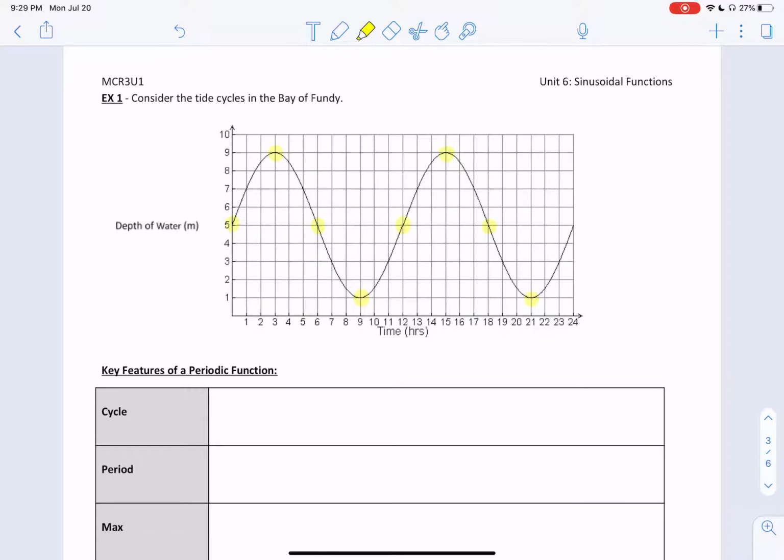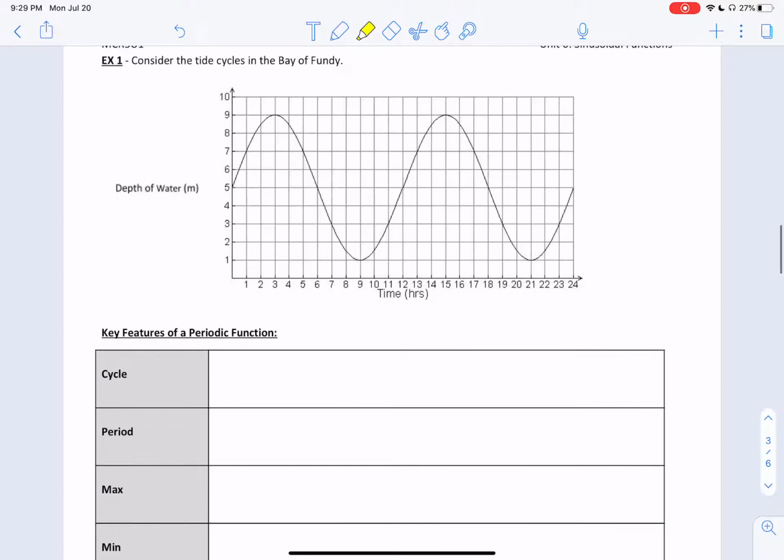So there are a few important key features of a periodic function that we need to go over in order to understand our terminology. Similar to when we were looking at parabolas or lines or all of our parent functions, it was important to know the proper words to describe our functions. So the first one is a cycle. A cycle is one complete portion of a pattern.